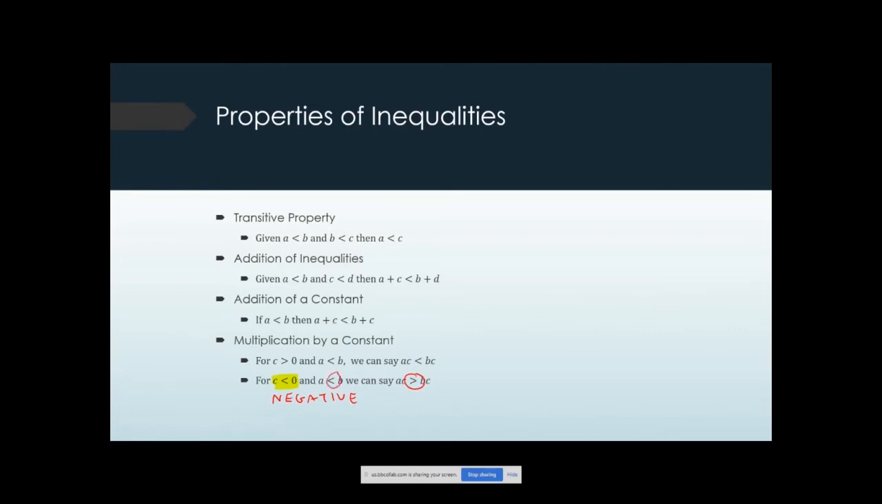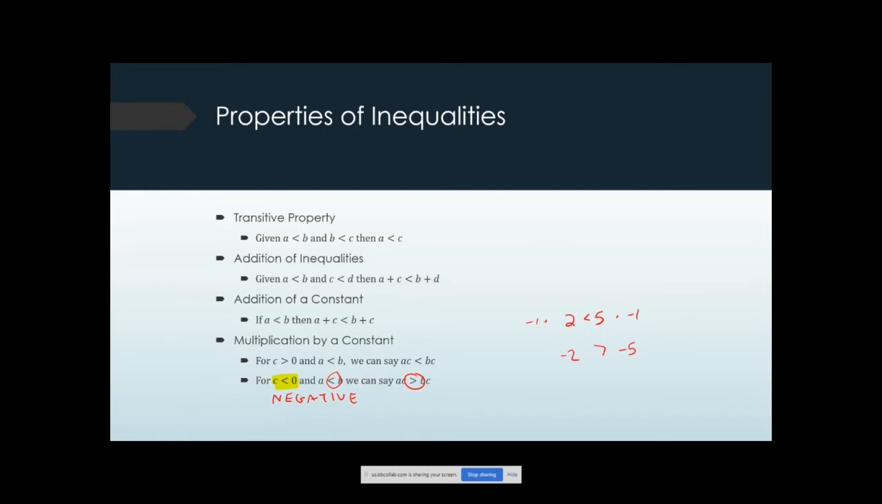So it reverses direction if you are multiplying by a negative. That is the one thing to pay attention to, because a lot of people forget that step. And why is that true? Let's say I have 2 is less than 5. If I multiply both sides by -1, that would be -2 and -5. Well, -2 is not less than -5. -5 is less than -2.